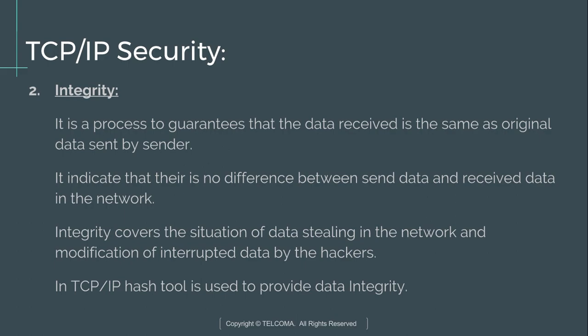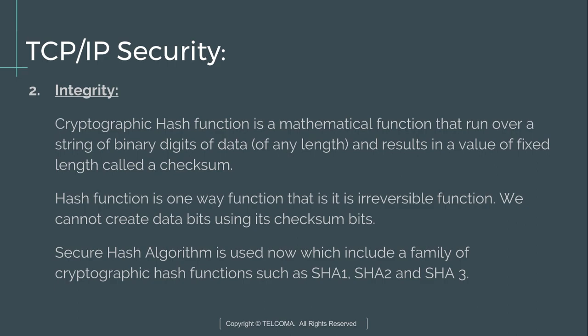So in TCP/IP, a hash tool is used to provide data integrity. Let's learn about the hash tool. What is a hash tool? A cryptographic hash function is a mathematical function that runs over a string of binary digits or data. Means a hash function is run over a piece of data and results in a fixed-length value called a checksum. A hash function is a one-way function, that is, it is not reversible, so we cannot create data bits from its checksum bits. So it cannot be reversed.